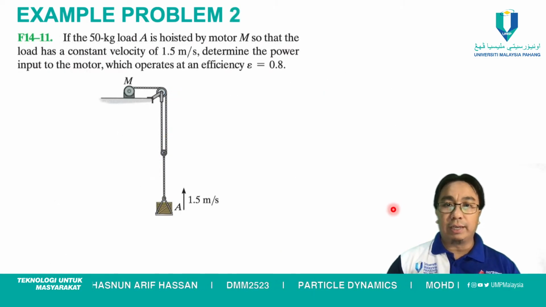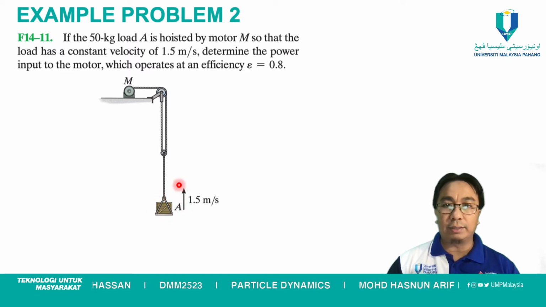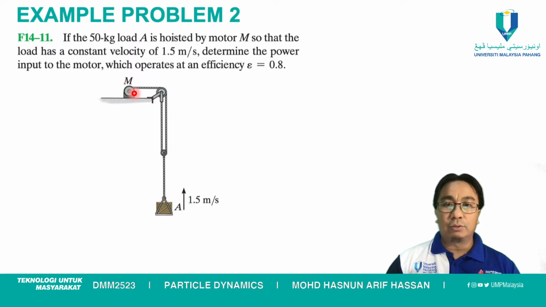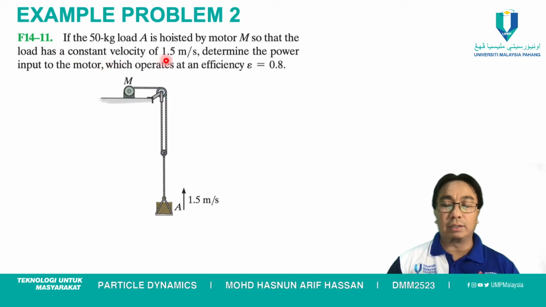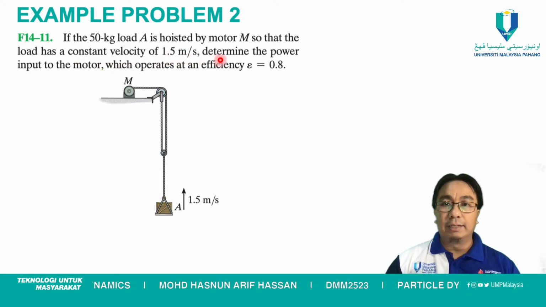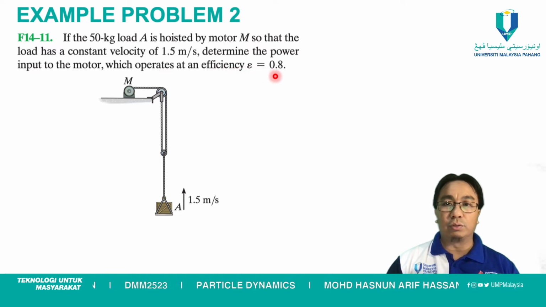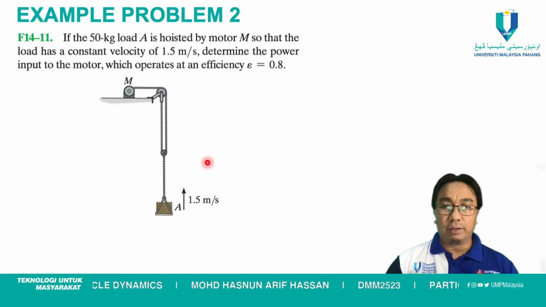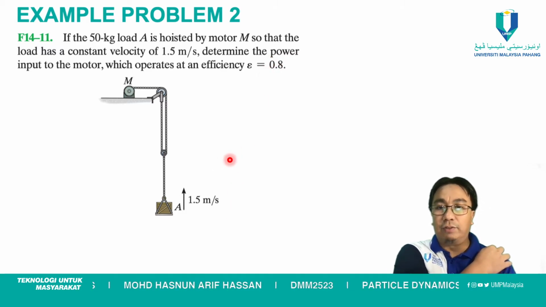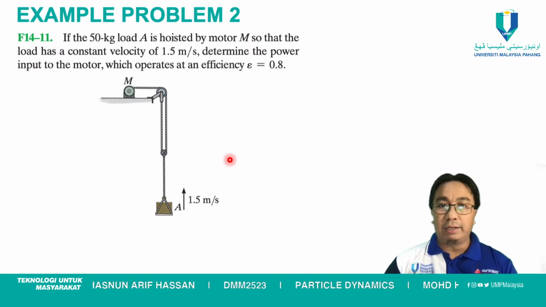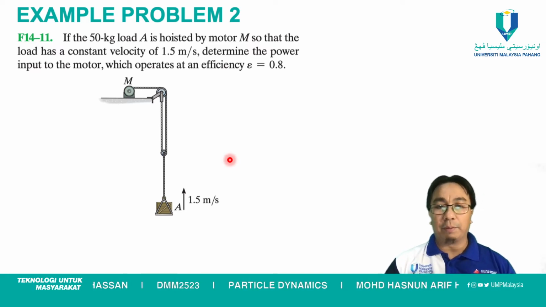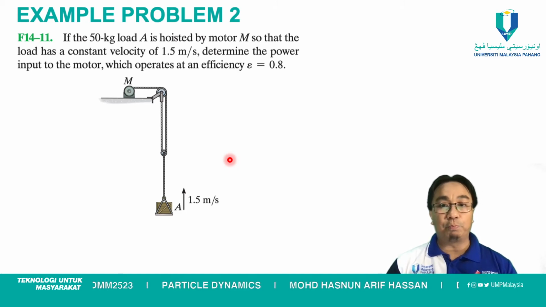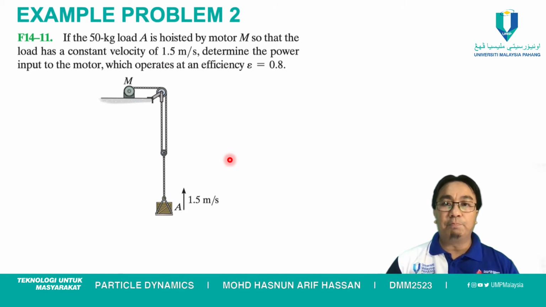We have a 50 kg load at A hoisted up by a motor M, so that the load has a constant velocity of 1.5 meters per second. Determine the power input to the motor, which operates at an efficiency of epsilon equals 0.8. Okay, so now we have the efficiency of the motor given. So what we want to find is the power input to the motor. Remember, the efficiency is the power output divided by the power input.